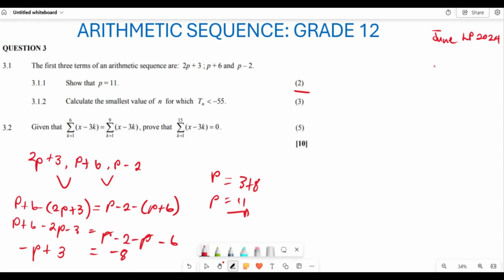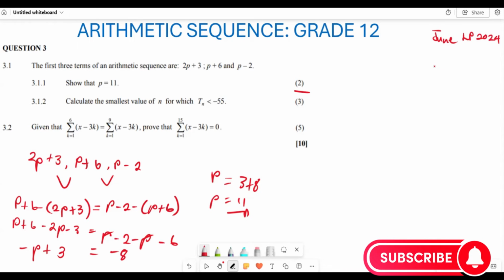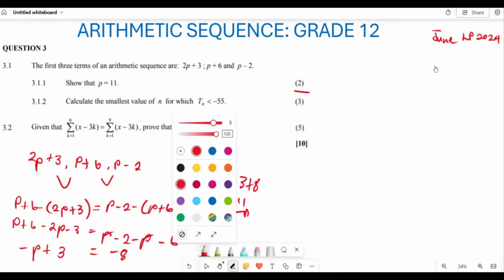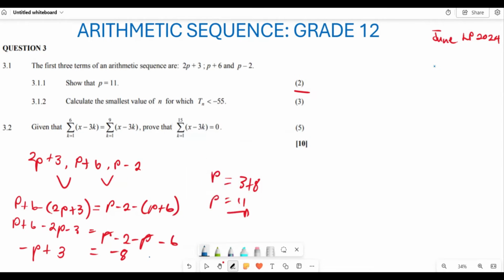Now, let's look at your 3.1.2. Now, they want us to calculate the smallest value of n for which Tn is less than negative 55. How do we go about doing that, right? So firstly, we are going to find out what is going to be the Tn of this particular pattern, right? Now, how do you find out the Tn? To find the Tn, firstly, you are going to come back and say, look, what is it that you're having here? You are having 2.